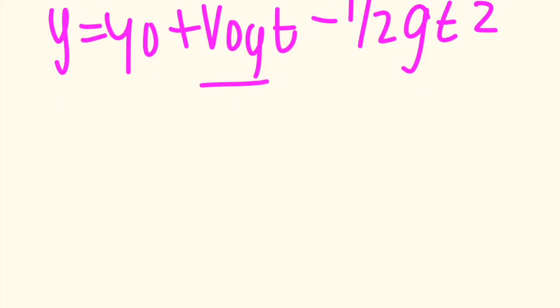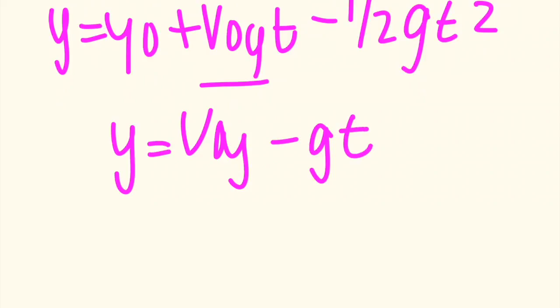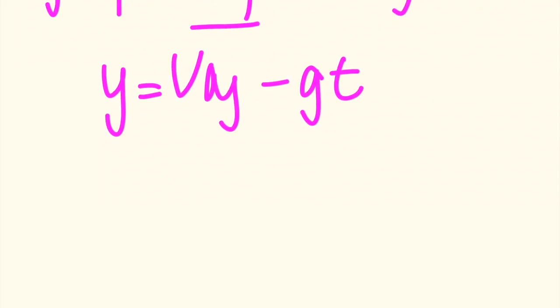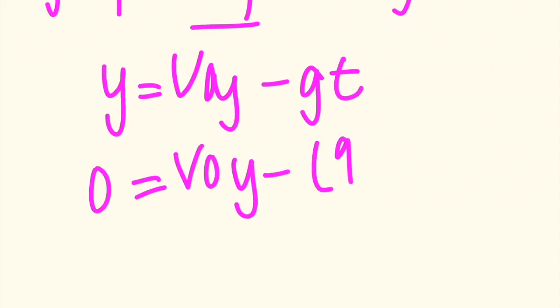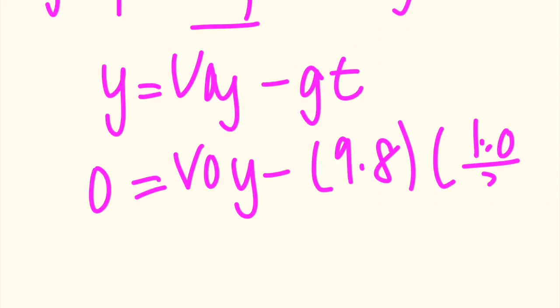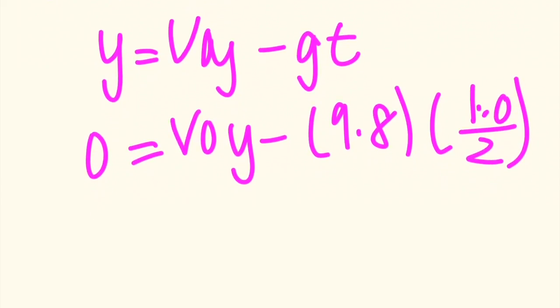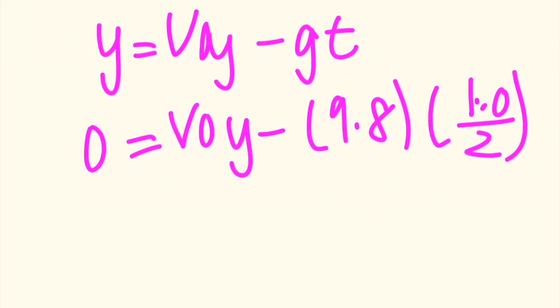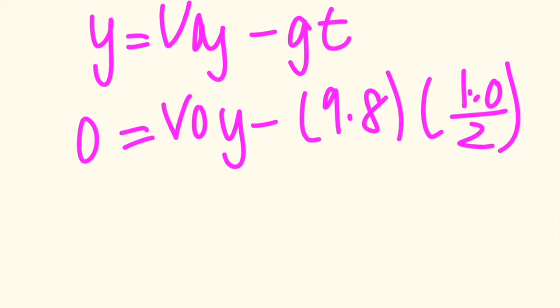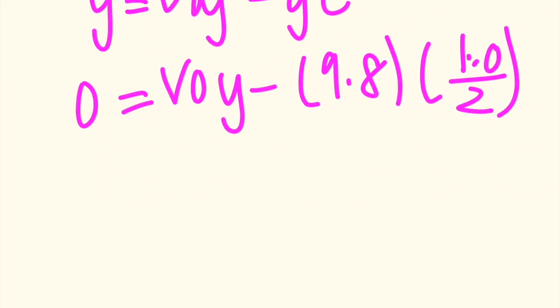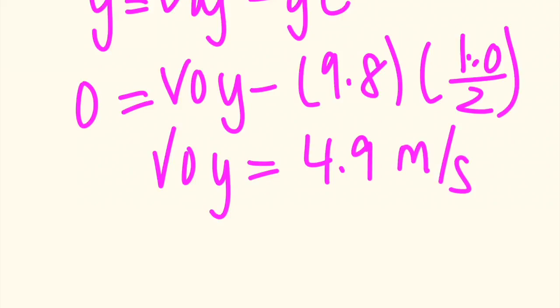In order to find the initial velocity, we would use the formula v y equals v naught y minus g t. But since we started at rest, our v y would be 0, so it would be 0 equals v naught y minus 9.8 times 1.0 divided by 2. We divide by 2 since it's the maximum height, so it's the midpoint between the initial and the final. So we get our answer to be v naught y equals 4.9 meters per second.